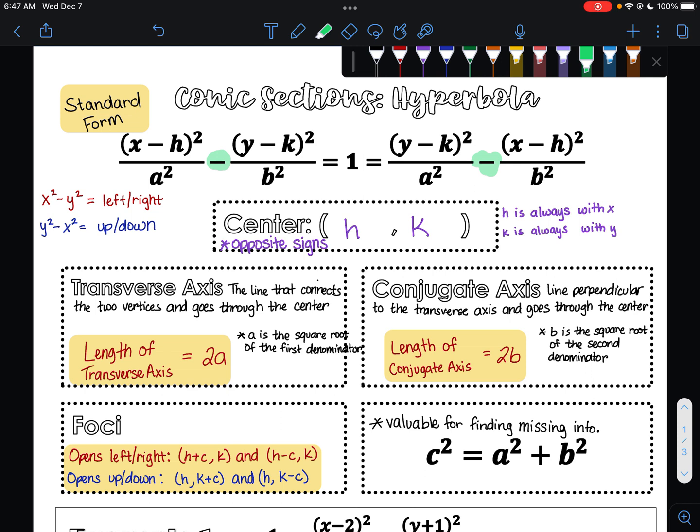So we find the center the same way we've been finding the center every single time. H, K, making sure we take the opposite signs. But now you have to be cautious because if the y comes first, then that is the k value because h is always with the x and k is always with the y. So you have to be cautious when you're identifying the center, making sure you're taking the h from the appropriate spot and the k from the appropriate spot.